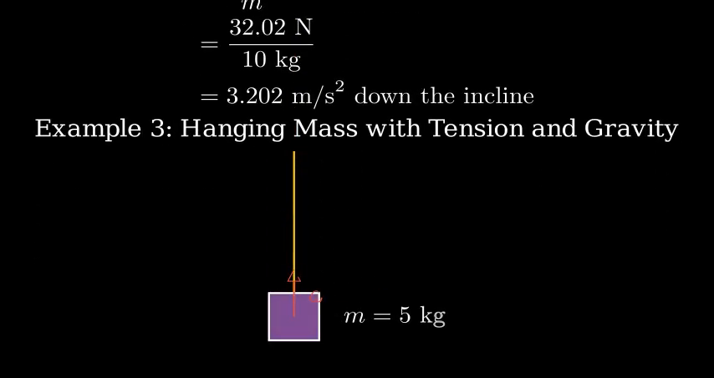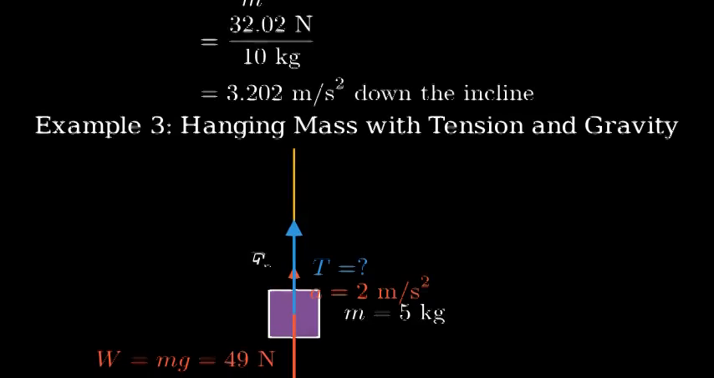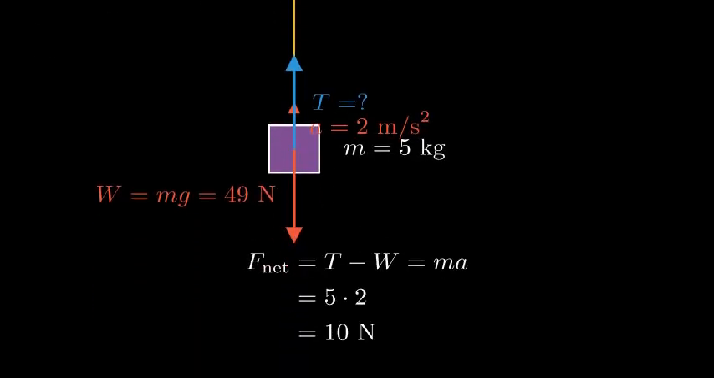A 5-kilogram mass hangs from a rope. The rope is pulled so that the mass accelerates upward at 2 meters per second squared. Find the tension in the rope. In this problem, we have 2 forces acting on the mass, tension upward and weight downward. The weight is mass times gravity, which is 5 times 9.8 or 49 newtons. Using Newton's second law, the net force upward equals tension minus weight, which equals mass times acceleration. That's 5 kilograms times 2 meters per second squared, which equals 10 newtons.